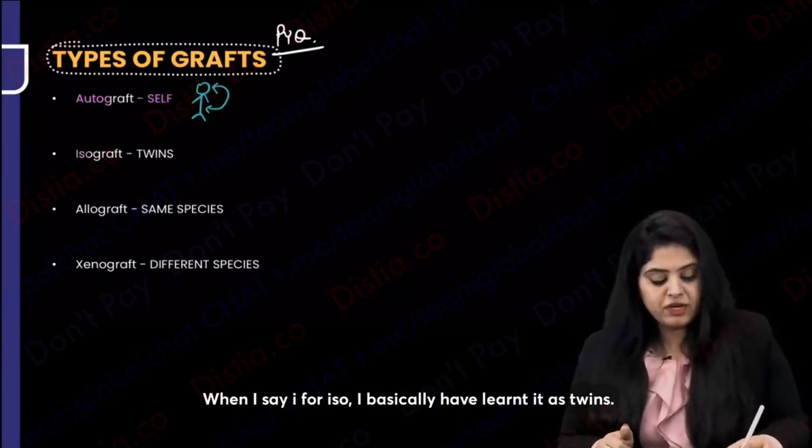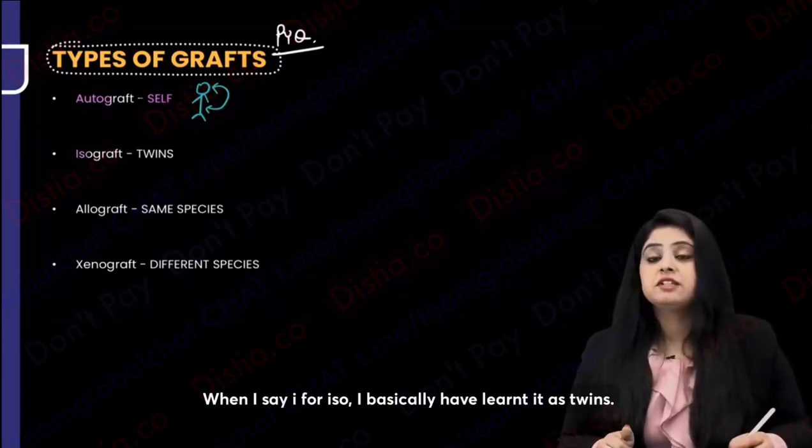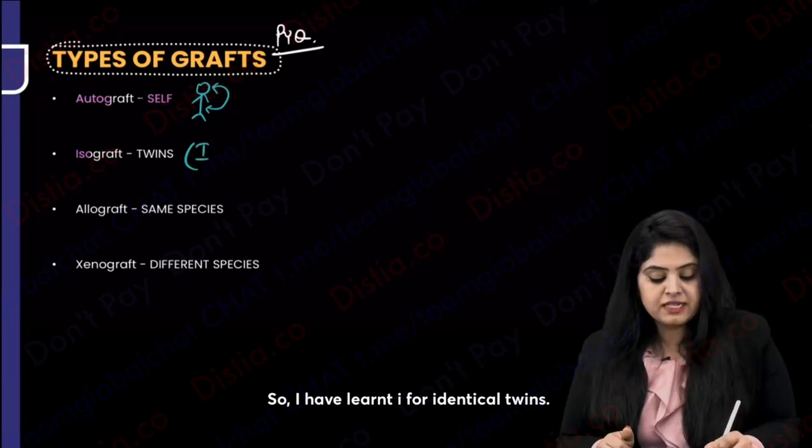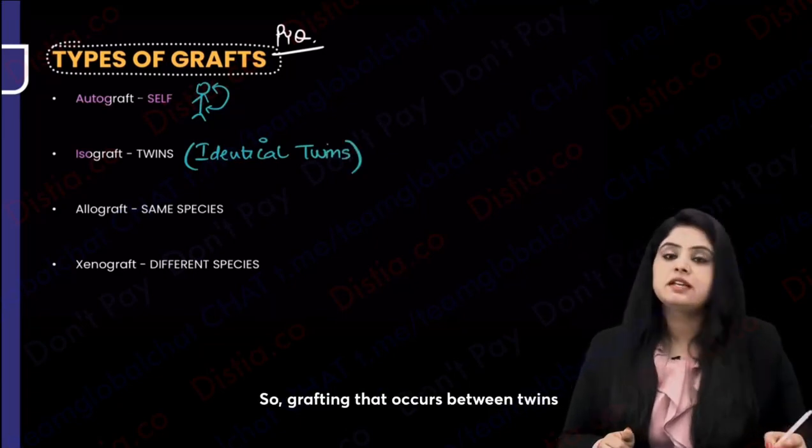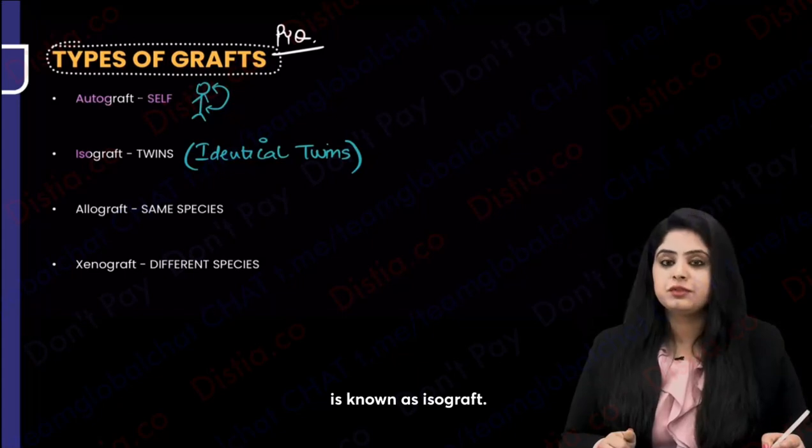When I say I for iso, I have learnt it as twins. So I have learnt I for identical twins. I for identical twins. That is how I have learnt isograft. So grafting that occurs between twins is known as isograft.